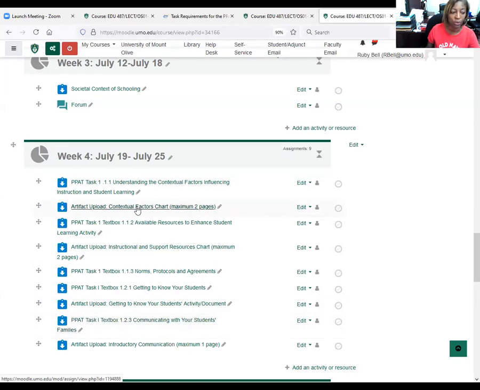And then these you will create. You will create your own artifacts. They are not based on the 1.1.1, 1.1.2. Again, you will create your own artifacts and your own getting to know your student activity and create your own communication letter, and of course your own artifact for your contextual factors chart and your instructional and support resources chart.